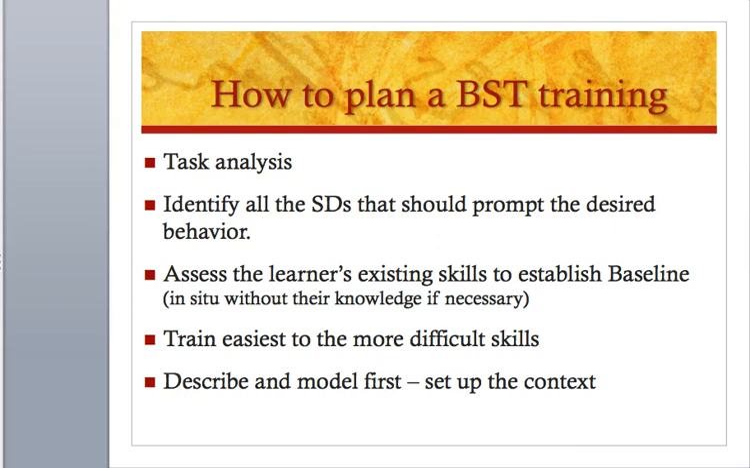You want to train the easiest skills first. If you have a really long, complex chain, you either want to go from the beginning and train from the beginning and then add pieces, or you may want to train the easiest behaviors first and then embed them in more difficult skills. And then finally, you want to describe and model first so that you can set up the context. That's a huge piece of what you need to do.